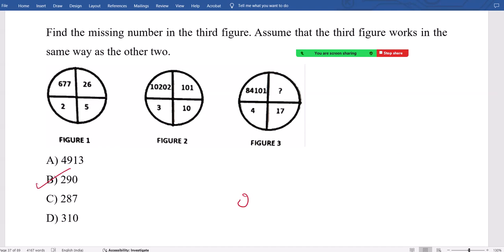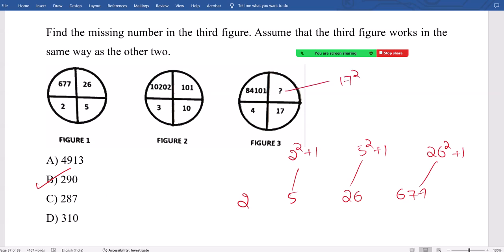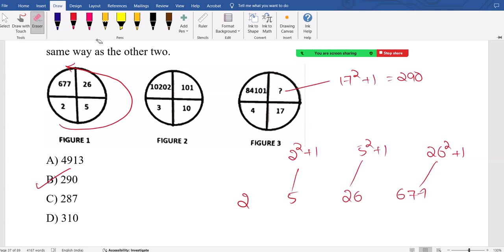So if you observe 2, 5, 26, 677, this is 2 square plus 1. This is 5 square plus 1. This is 26 square plus 1. So this is 17 square plus 1. You can see this way it is going on, which is 290. Excellent. One of your friends and a couple of people solved. Excellent. Good to see that.